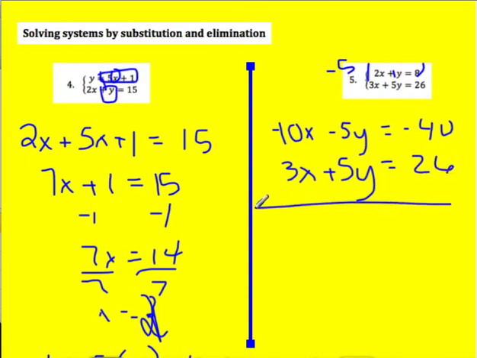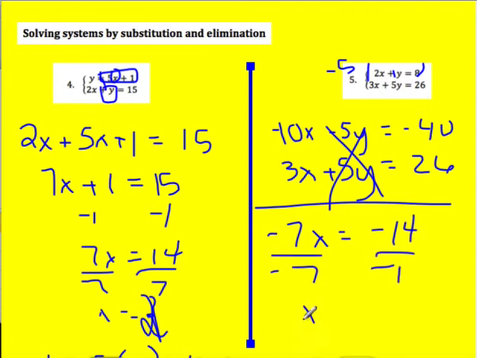So now we can go ahead and add down the columns. Negative 10x plus 3x is going to give me negative 7x. 5y plus negative 5y cancels out. Negative 40 plus 26 is negative 14, and this should be a negative 7x. So we're going to go ahead and divide both sides by negative 7, and again I get that x is equal to a positive 2 when you divide two negatives.